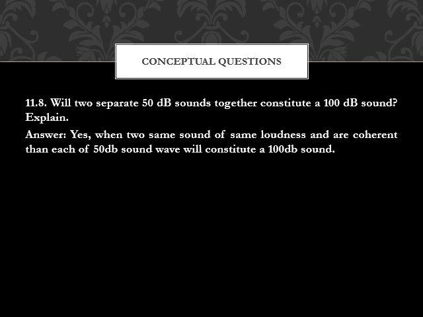Yes, when two same sounds of same loudness are coherent, then each 50 dB sound wave will constitute a 100 dB sound wave. Coherent means those waves which have the same phase angle, same amplitude. In all manners, their wave speed is same, their wavelength is same, their frequency is same. Two identical waves, when they overlap one another, constitute a 100 dB sound wave.